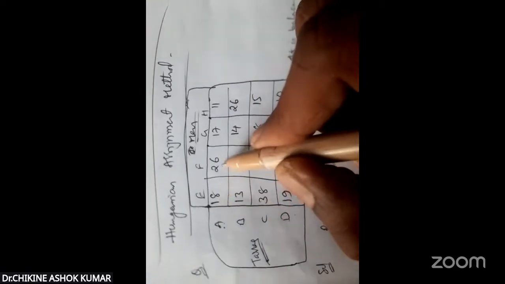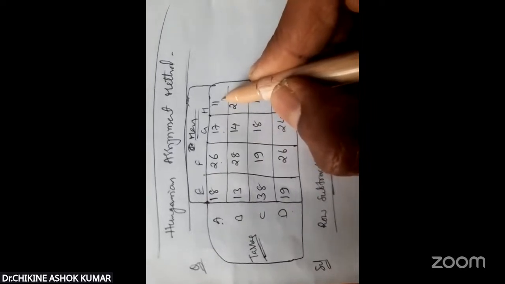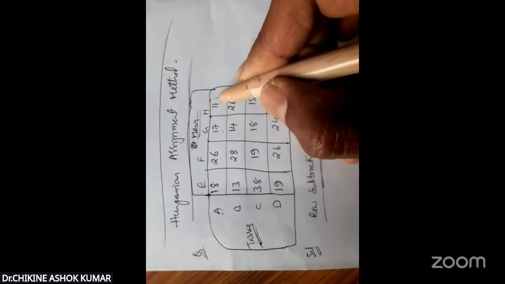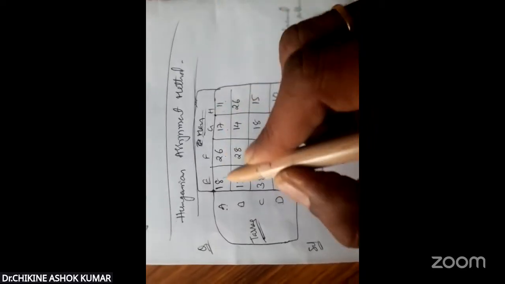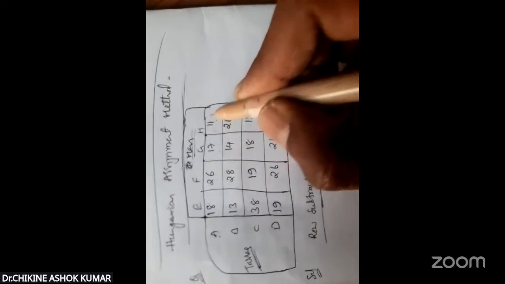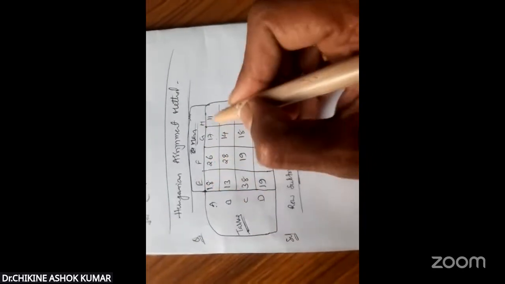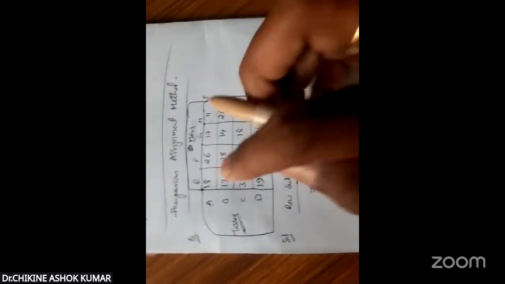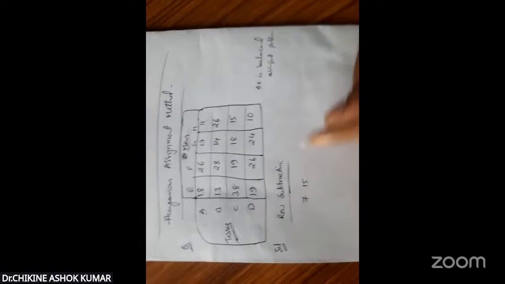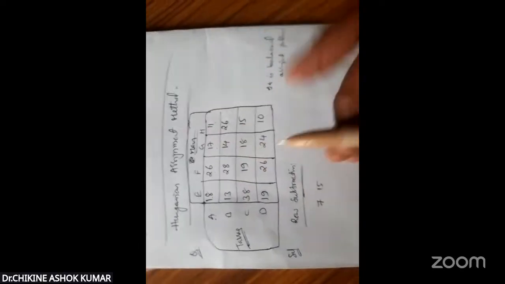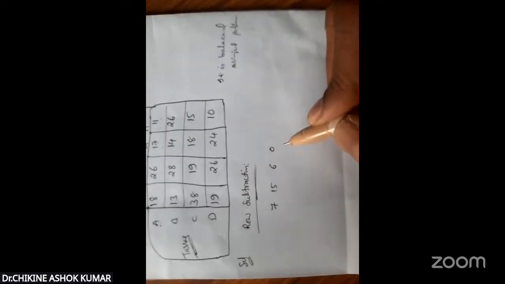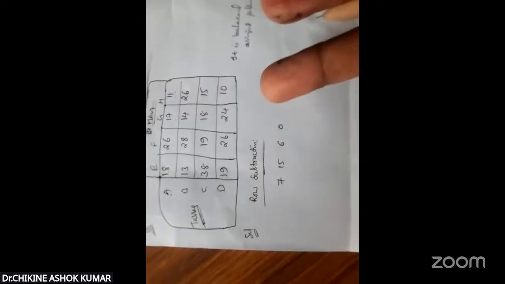In the first row, see which is the least element: 18, 26, 17, 11. So 11 is the least element. Now we select this least element 11 and subtract it from the remaining elements of this first row only, including this 11 also. Here, 18 minus 11 is 7, 26 minus 11 is 15, 17 minus 11 is 6, and 11 minus 11 is 0. Obviously, one number will go to 0.